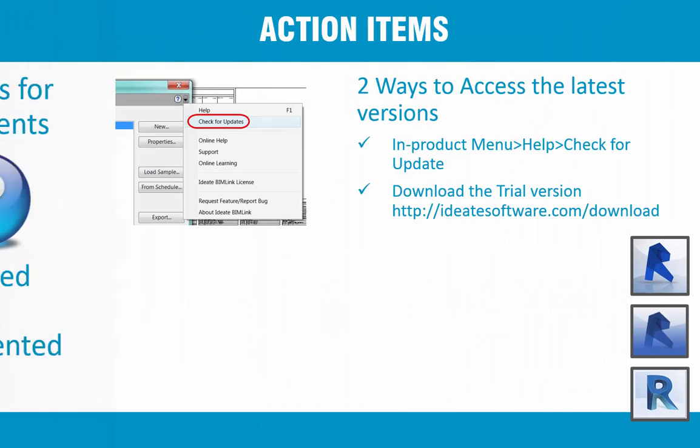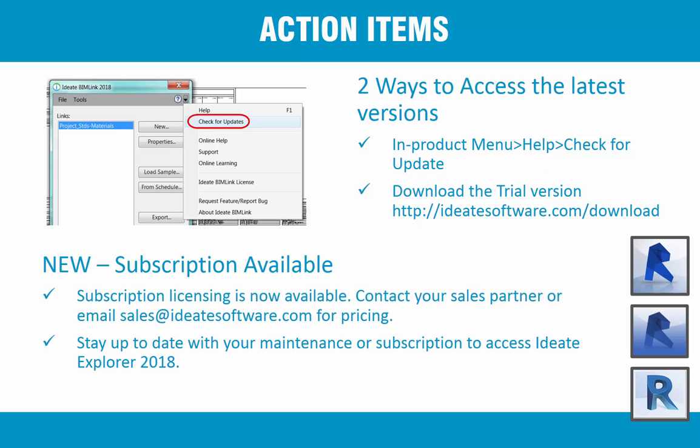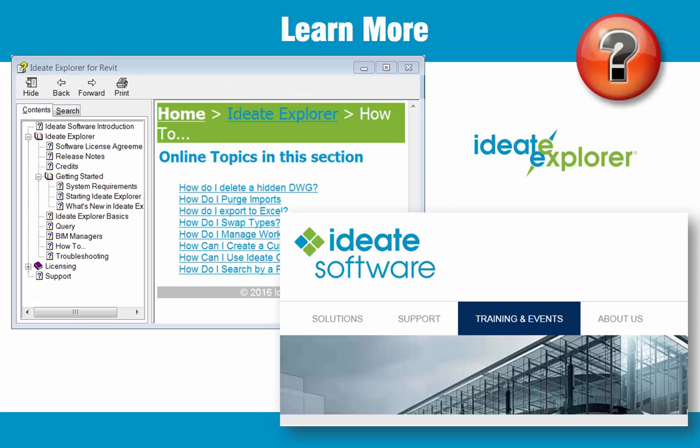There are two ways you can access the latest versions of Ideate Explorer. From the Ideate Explorer Help menu, you can use the Check for Updates option, which will display your version and connect you to the download page to access the latest, or you can browse to our website for the trial version. The installs are simple and do not require an uninstall. If you're on maintenance or subscription, you may access the 2018 software version. If not, please contact your local sales representative or email us at sales@ideatesoftware.com.